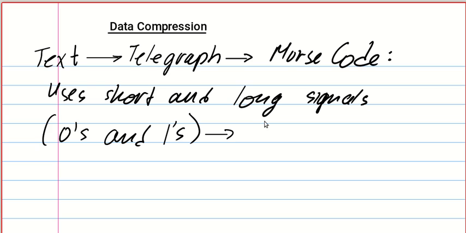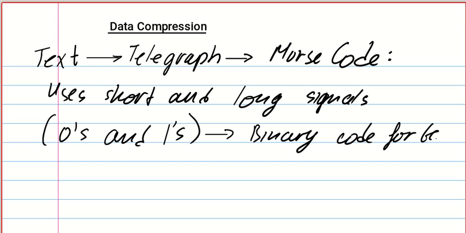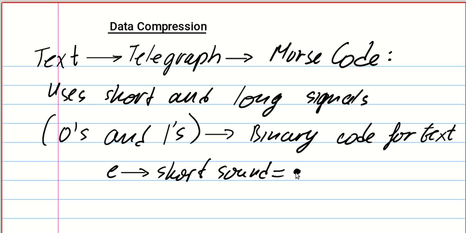So what does it mean? It's pretty much a binary code for text. For example, letter E was represented by a short sound. And in the Morse code, it's dots and dashes, right? So a short sound, so it was one dot.